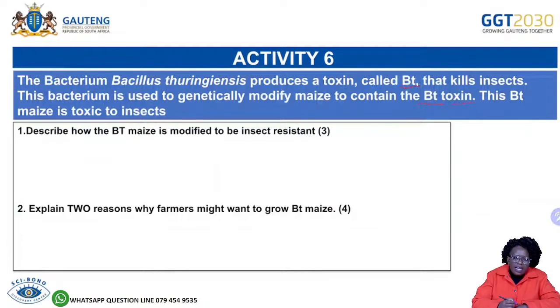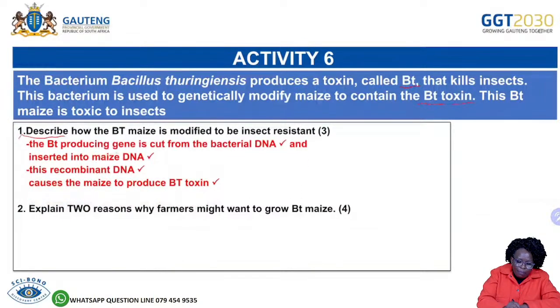The first question says describe. Check your verbs whenever you get a question. Describe how Bt maize is modified to be insect resistant. The Bt producing gene is cut from the bacterial DNA. You have a mark on that, and then inserted into the maize DNA. And this is now recombinant DNA. I spoke about recombinant plasmid earlier on, and that causes the maize to produce Bt toxins. You have given a description of how Bt maize is modified.